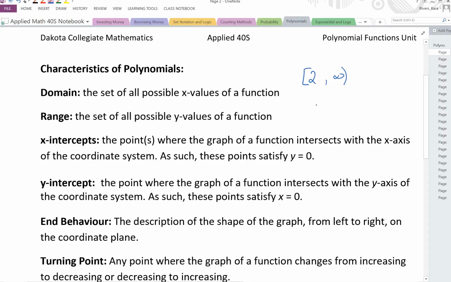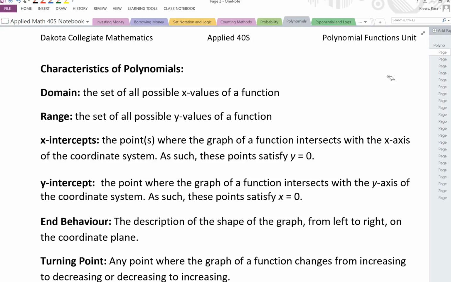Now sometimes you're going to be listing specific points, in which case you would use curly brackets, and then you would list the points that were included. 10, 15, 20, for example. And those are the specific points if we have discrete data. For the most part, we're going to be dealing with continuous data. And sometimes we're going to have to set the domain and range differently according to what's happening in the situation.